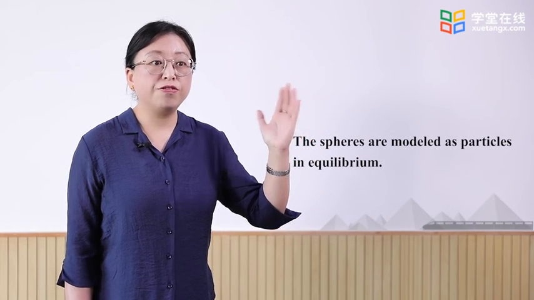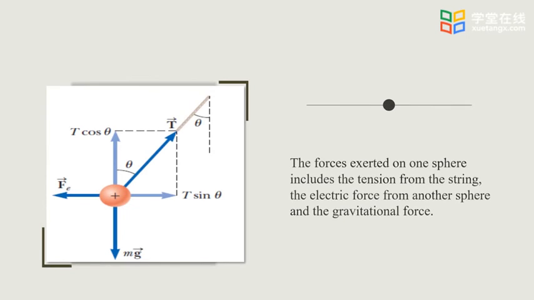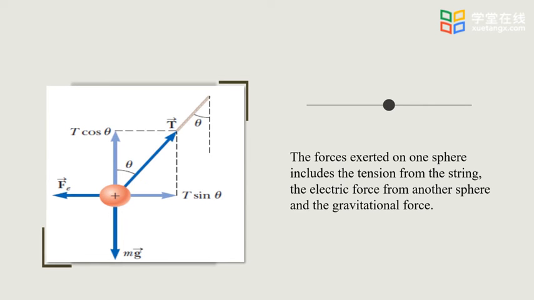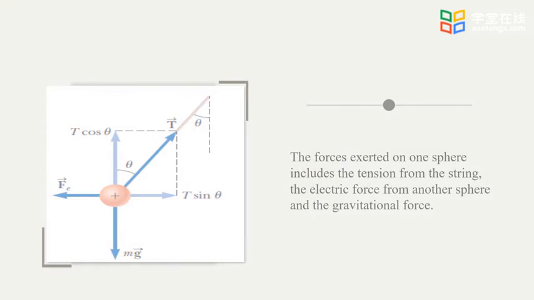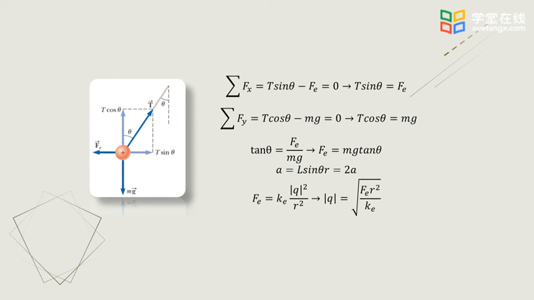Applying Newton's law, the spheres are modeled as particles in equilibrium. Let's first draw a free body diagram. The forces exerted on one sphere include the tension from the string, the electric force from the other sphere, and the gravitational force. Based on the equilibrium model, the net force on the left-hand sphere is equal to 0 for each component. The right-hand sphere has the same situation. We can write down the equations for each direction by applying Newton's second law, as shown here. Based on these equations, we can solve for Q.